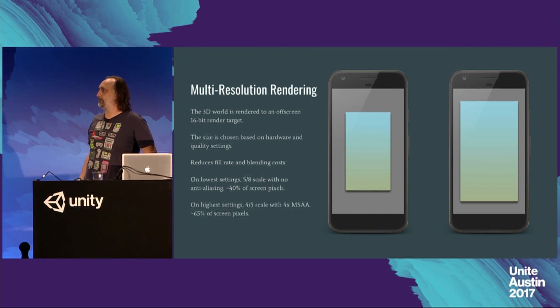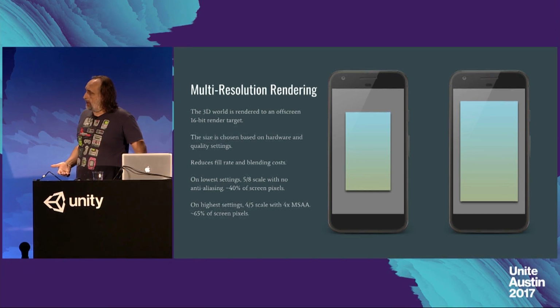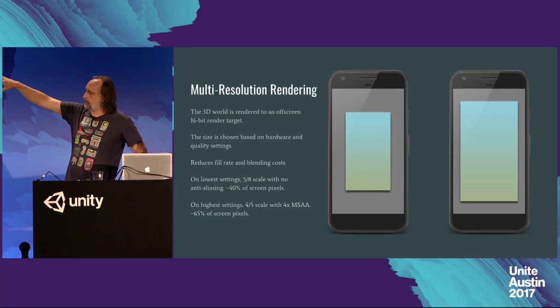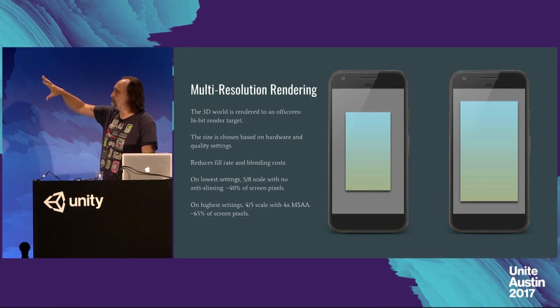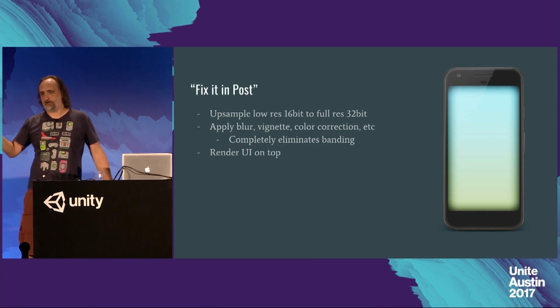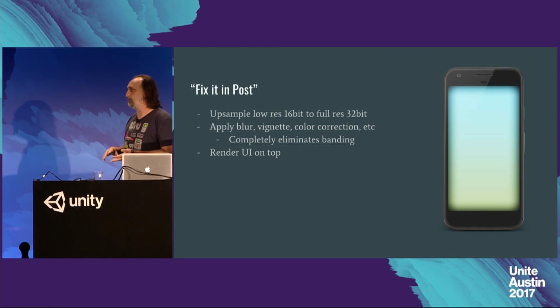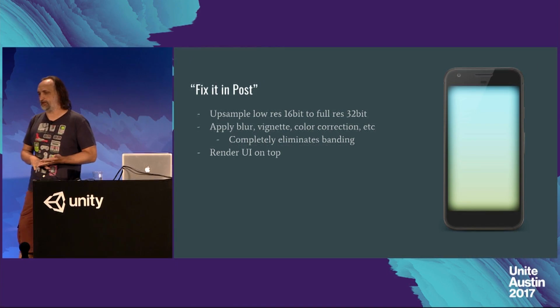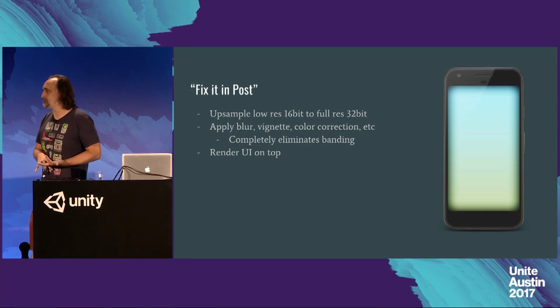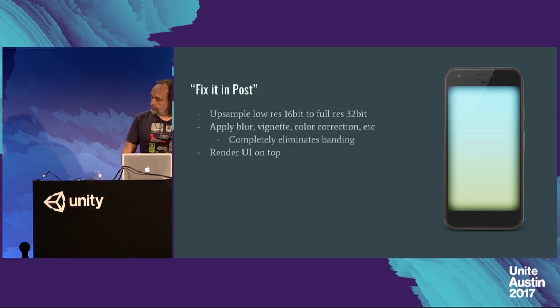Now, we use a 16-bit buffer for the world rendering, which would normally cause a lot of banding. And on our highest end, we actually use lower res with MSAA turned on because it looks a little bit better than using the full res. And that's mostly because when we do the upsample, we apply all the post-processing. So when we go from that 16-bit buffer that's low res and we upsample to the high res buffer, we can apply our blur, vignette, color correction, all of these things. And any banding that was introduced is basically just blown away from that. So you can't really tell the difference.